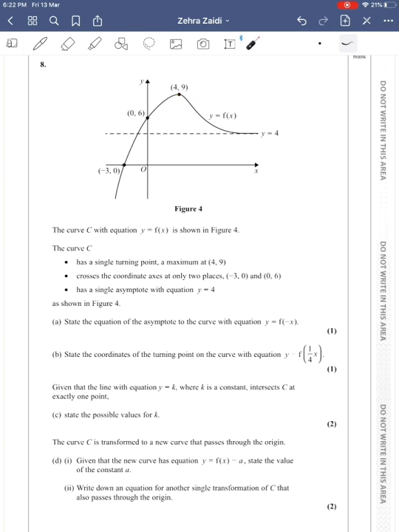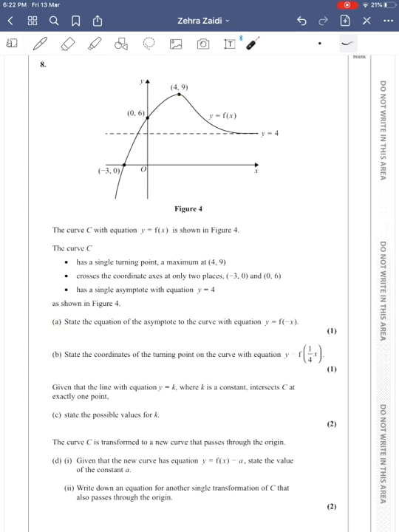It crosses the coordinate axis only in two places, which is (-3, 0) and (0, 6). So the curve crosses the y-axis at this point and it crosses the x-axis at this point, and it has a single asymptote with equation y is equal to 4. So the dotted line that you can see is the asymptote with the equation y is equal to 4.